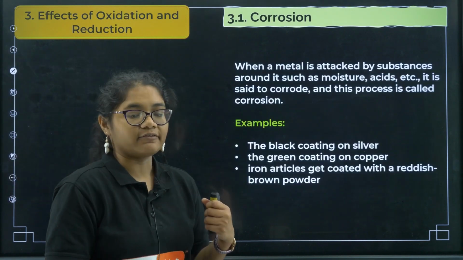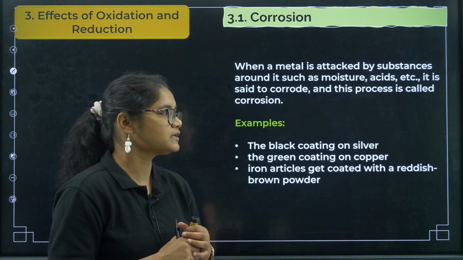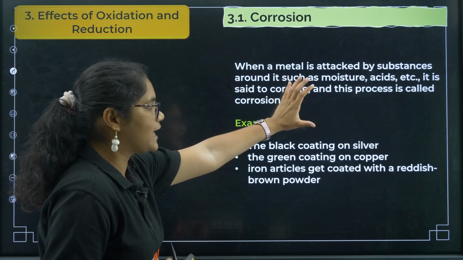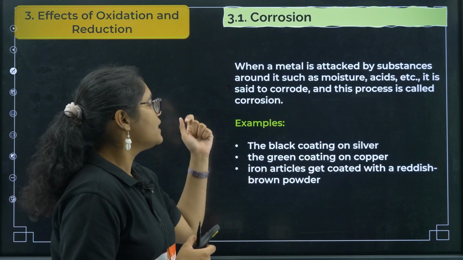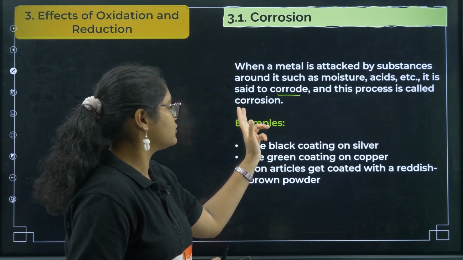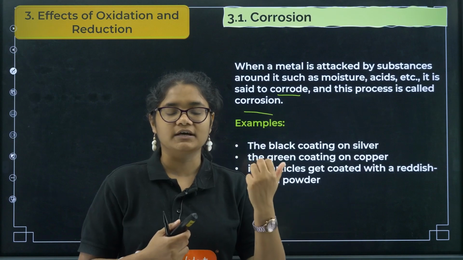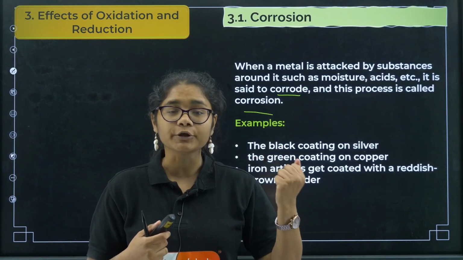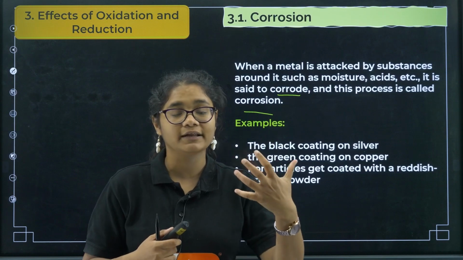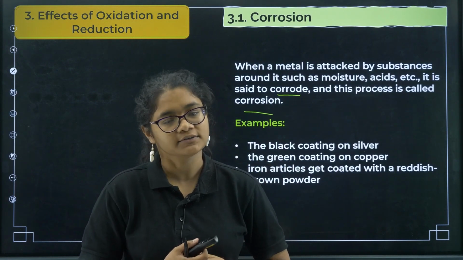Next, let us see the effects of oxidation and reduction. So the first effect is corrosion, okay? So what is corrosion? When a metal is attacked by substances around it, such as moisture and acid, it is said to corrode, and this process is called corrosion. So whenever a metal reacts with moisture or air and its utility is declined, we call it the process of corrosion.